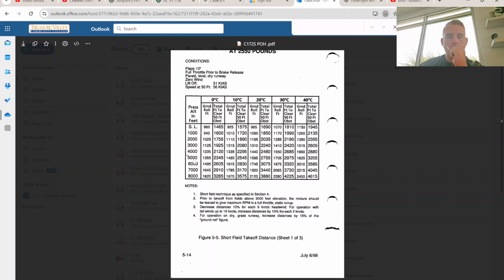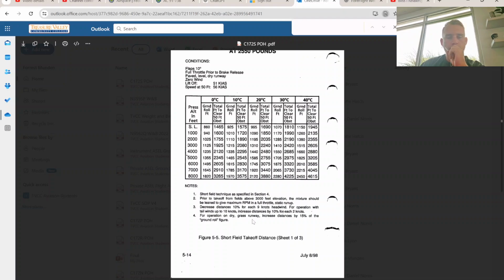Before we even look at this, we need to look at the note. Prior to takeoff from fields above 3,000 feet elevation, the mixture should be leaned to give maximum RPM in a full throttle static run-up. This means that when you're doing your run-up, put your power up to 1,800 RPM, lean the mixture, and find your best power. A lot of people just standardize and say one knuckle out. That's not correct. You have to lean it out, find best power, and then leave it there, and note how far the mixture is coming out. Ask your CFI about this, because this is something I've learned pretty recently. I got stuck in the one knuckle out thing.